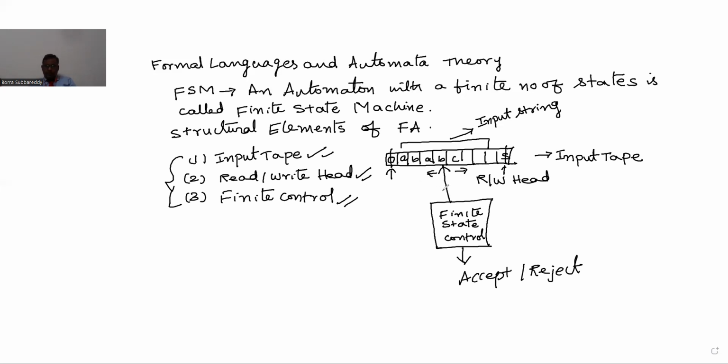Next, coming to the finite state control. The finite state control is overall responsible for the total functioning of the machine. It will decide whether the input symbol or input string is accepted by this machine or not. In the next class, I will explain the central concepts of finite automata.